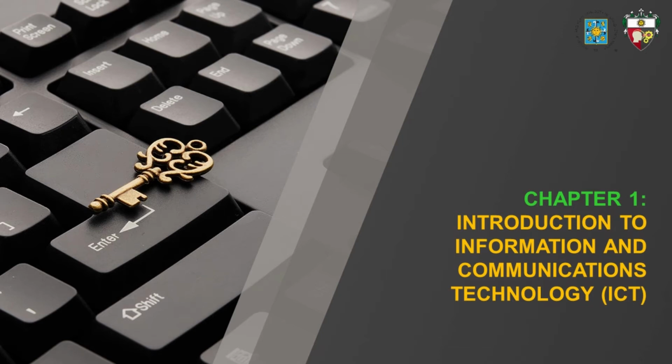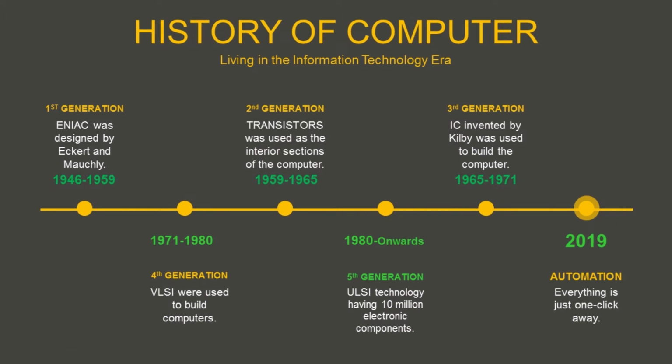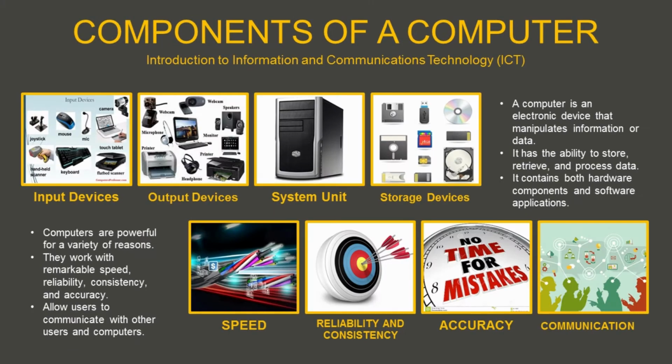All right, so we're going to discuss this evening about chapter 1, but we're going to continue. Last meeting we discussed the evolution of technology, the history of computers, then the components of a computer. We discussed the input devices, the output devices, the system unit, and storage devices. Still, we're going to continue the components of a computer.